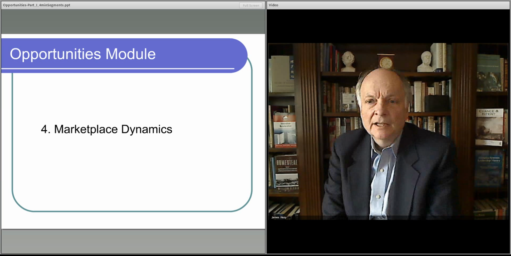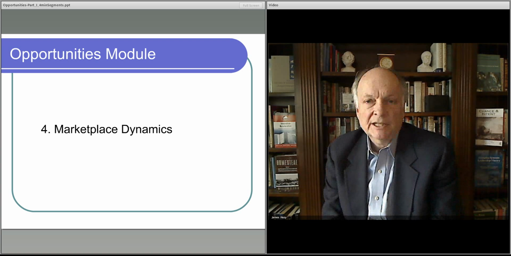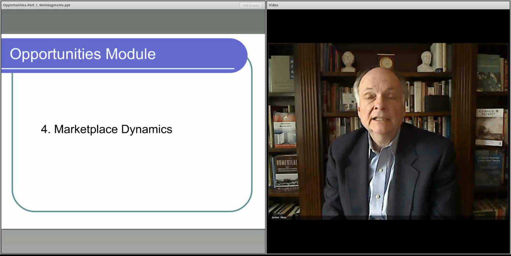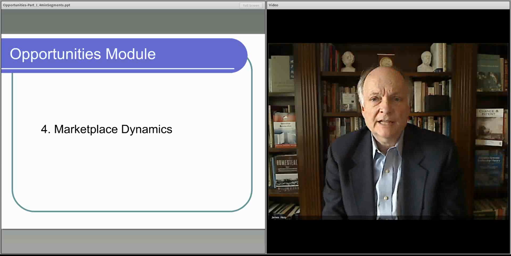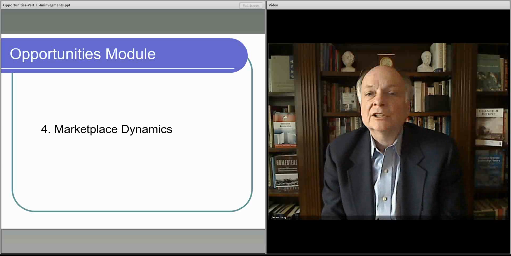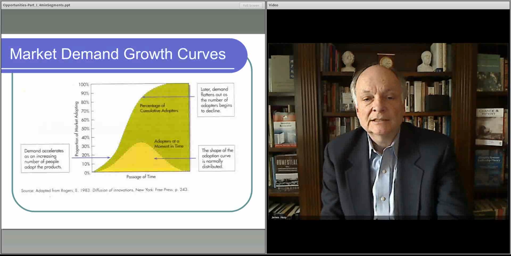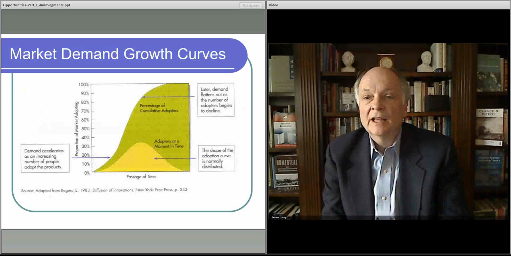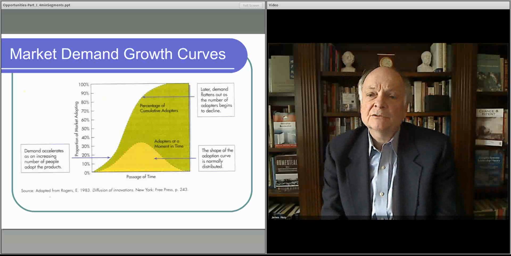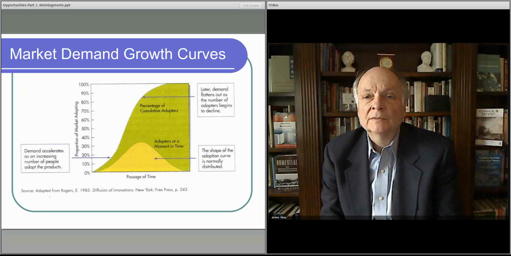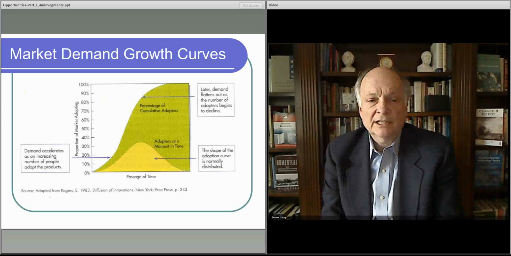In addition to the trends that occur within the marketplace, creating opportunities, as we've discussed, the market itself for a given product or service also has dynamics. It's called the market growth curve, or the marketing demand curve, and how demand changes over time for a product, how the characteristics of a product, of the marketplace, and the dynamics for purchasing of a product or service changes over time.